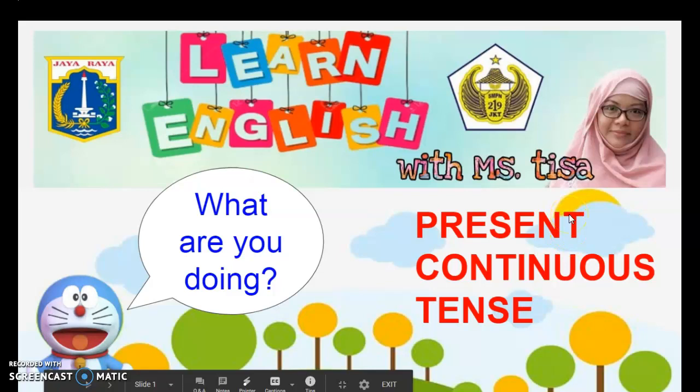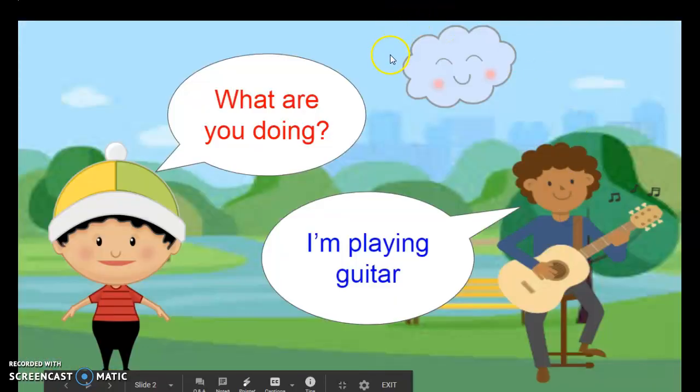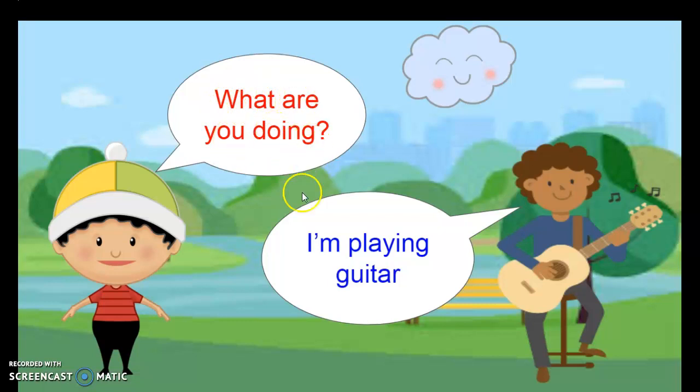Okay, let's check this out. What are you doing? I'm playing guitar. Okay? Apa yang sedang kamu lakukan? Saya sedang bermain gitar. Okay.